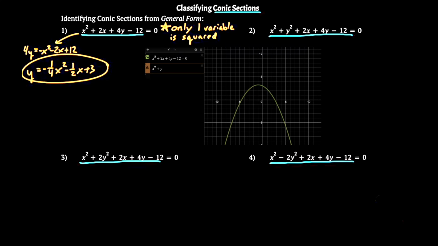The second example is a little bit different because we still have the x squared and 2x, but now we have a y squared and 4y. So we do have a y squared term now. And if you take a look at the graph, this one turns out to be a circle.